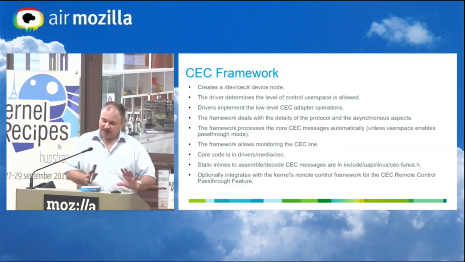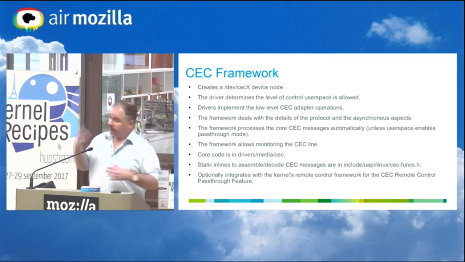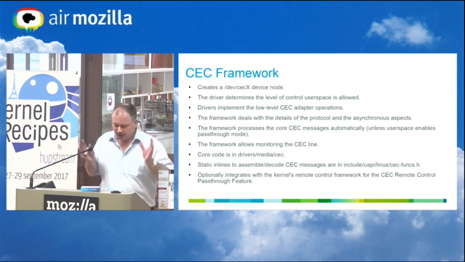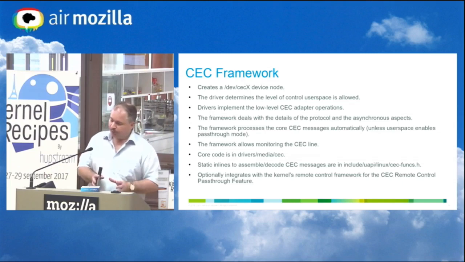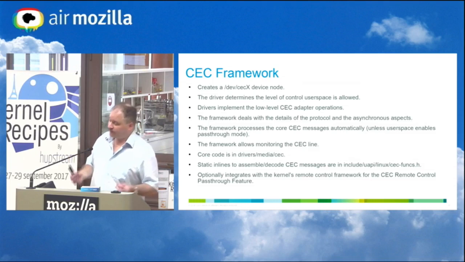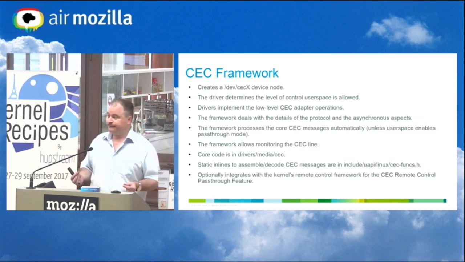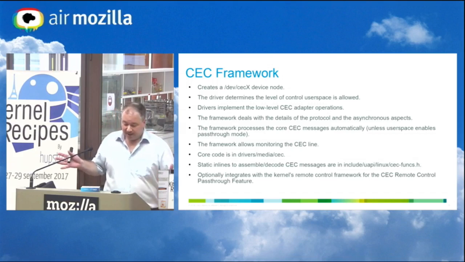You want to be able to make, assemble, and decode CEC messages, both in the kernel and the user space. So I wrote a kernel public header, which has a lot of static inlines that you can use to assemble messages, make CEC messages, and decode them. It's a public header, so it's available by user space. It is dual license, GPL and BSD. And you should use that.